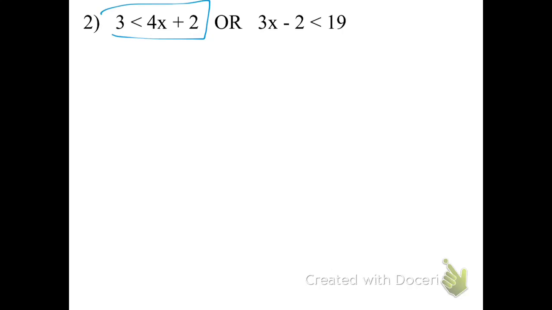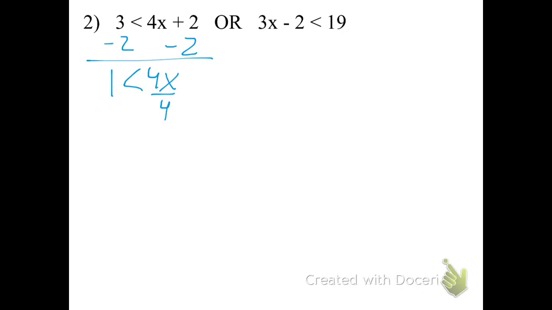Okay, this one we got to solve both of them for x. Just take the left one, solve for x, take the right one, solve for x. Do them separately, and that's pretty much it. So left one, you got to subtract the 2. Work outside in. 3 minus 2 is 1. That's going to be less than 4x. You got to divide by the 4. And you'll get 1/4 being less than x, or x is greater than 1/4. Okay, there's our left one.